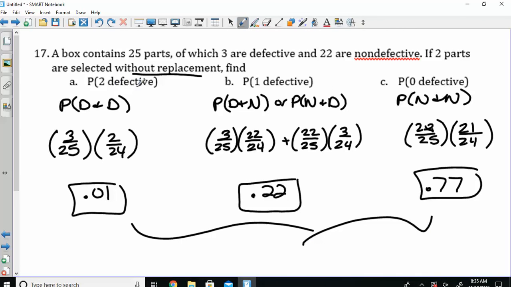What do these add up to, guys? 100. Because 2 being good, or 2 being bad, 1 being bad, and none being bad, that's every combination. So you could have even done 1 minus the other 2 that you had calculated there.